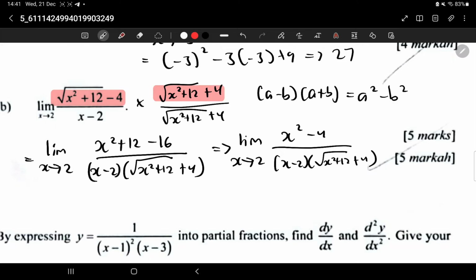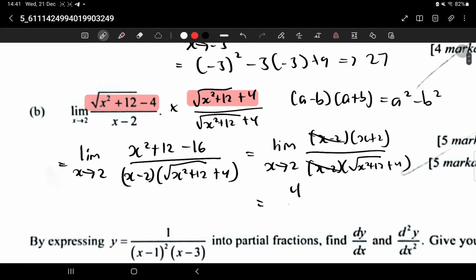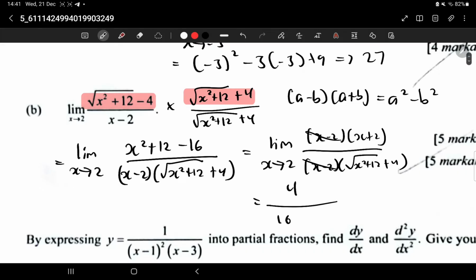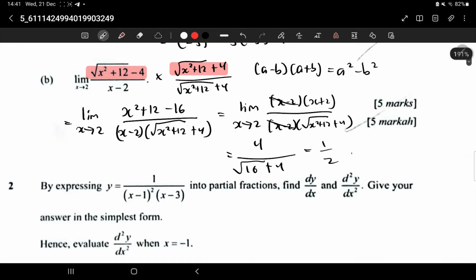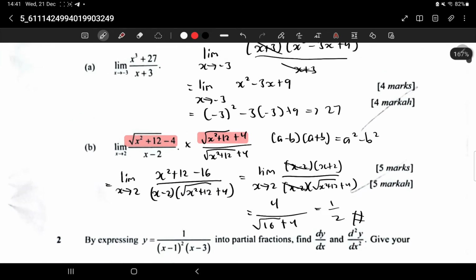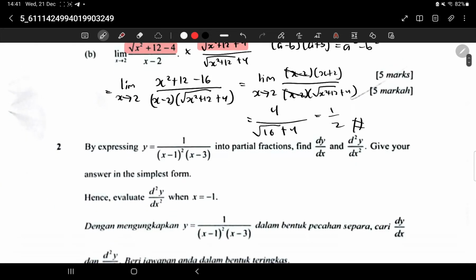And then x squared minus 4, we could factorize it to become x minus 2 and x plus 2, since 4 is a perfect square. From here, assuming that x minus 2 is not equal to 0, we could simplify it and directly substitute to get 4 divided by square root of 16 plus 4, and then we should get 1 over 2. So that is our answer. Hopefully, for the first question and the second question, you'll get 27 and 1 over 2.